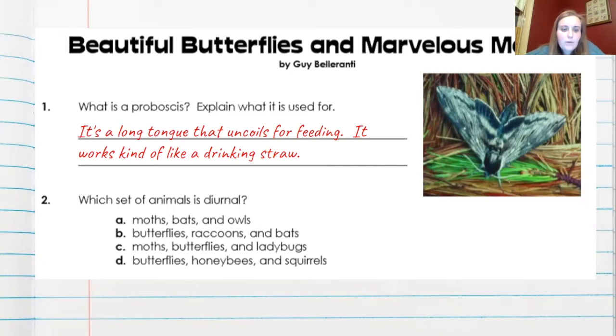Number 2, which set of animals is diurnal? Go ahead, pause your video, pick the best answer, and write it down. All right, the best answer was D, butterflies, honeybees, and squirrels.